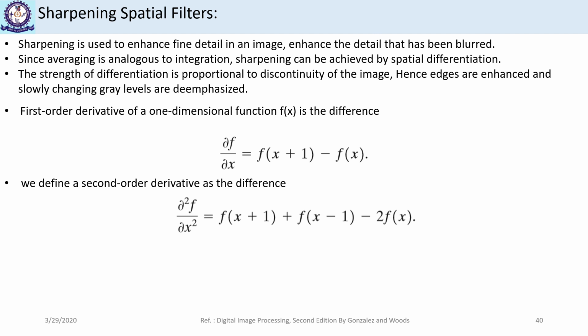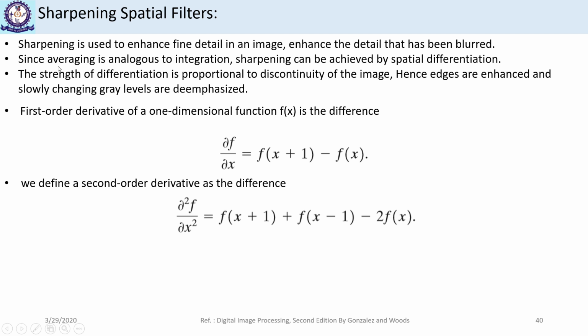In sharpening spatial filters, what do we do? We enhance the fine detail in an image, and in this we enhance the blurred images. In sharpening filtering, we do the opposite of the smoothing filters. In smoothing filters, in the linear smoothing filter, we use averaging.